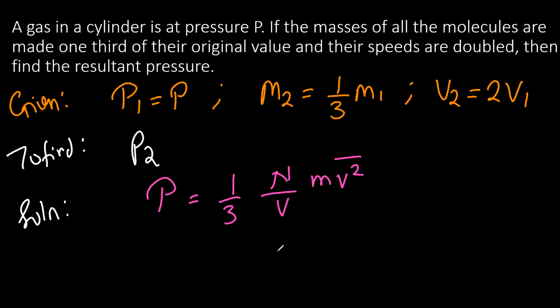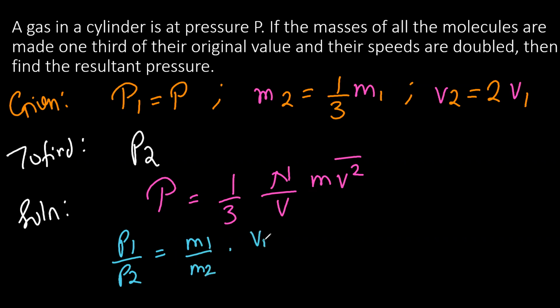Okay, so here I can write small m is equal to small m1 and small v is equal to small v. So all are constant. If everything else is constant, what is the ratio? P1 upon P2 will become m1 upon m2 into v1 square bar divided by v2 square bar. Sure. Let's put the values.